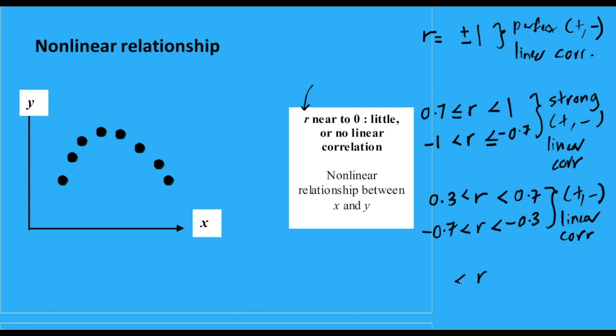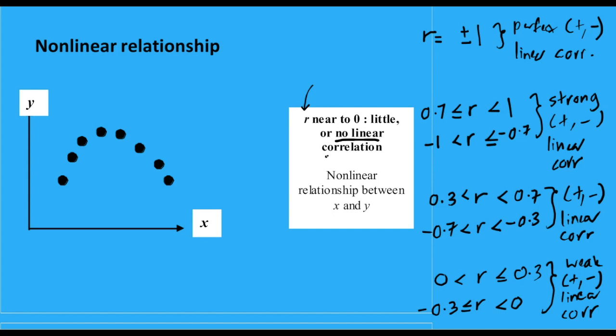And when R is from 0 to 0.3 or negative 0.3 to 0, we have weak positive or negative linear correlation. And when R is equals to 0, that means there's no linear correlation. So when R is equals to 0, there is no linear correlation.